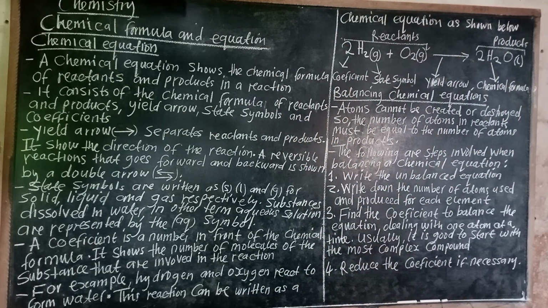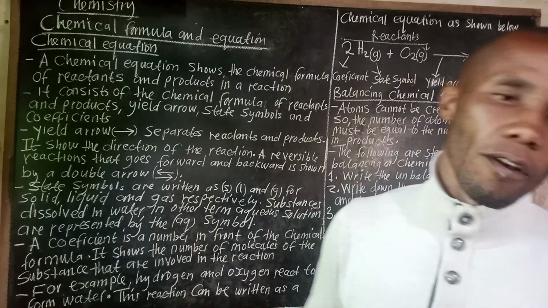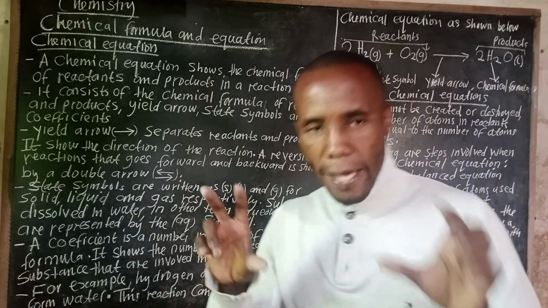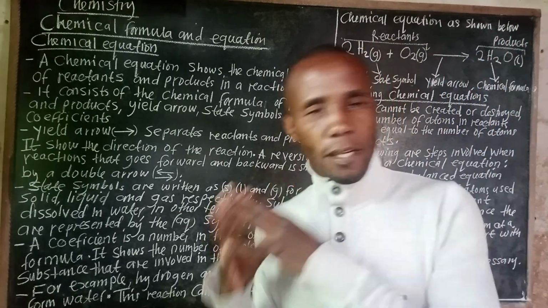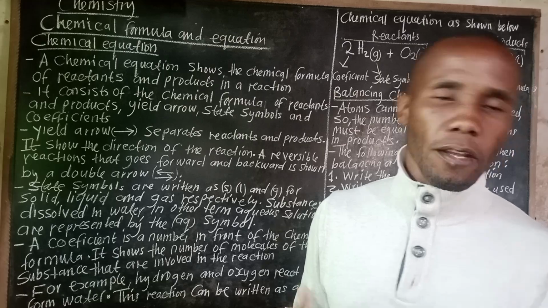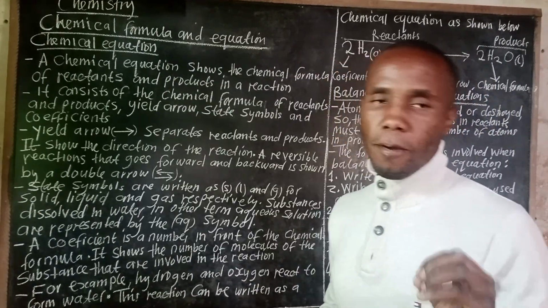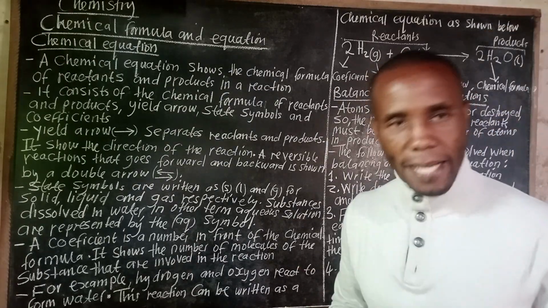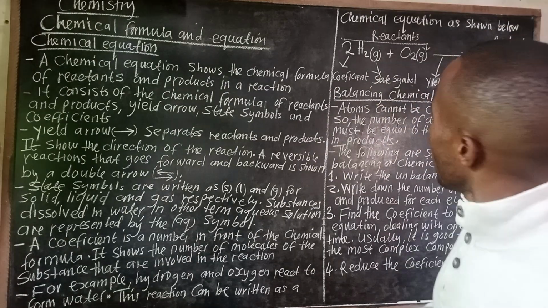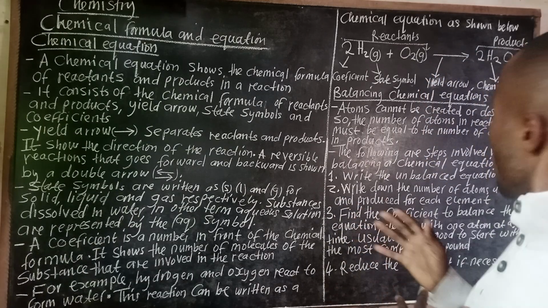Then 4, reduce the coefficient if necessary. So there are situations whereby here you have 4, the other side you also have 2. There you can reduce because you have 2, which is the common number. Okay, that can go into 4 and 2. So we can reduce if necessary. So if they say if necessary, that is a condition, it simply means it depends on the chemical equation that you are trying to balance. Okay, so for now, we are going to end there, for this lesson.